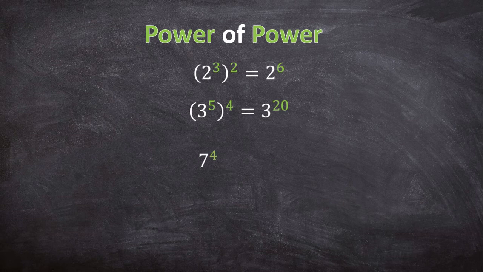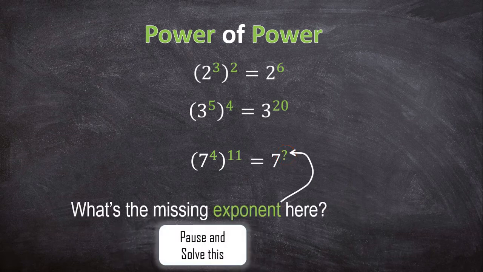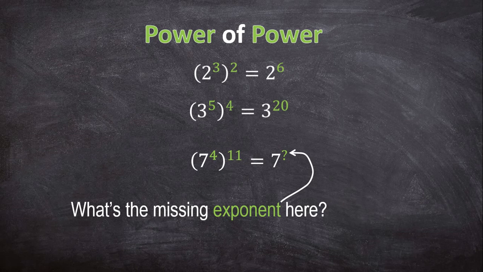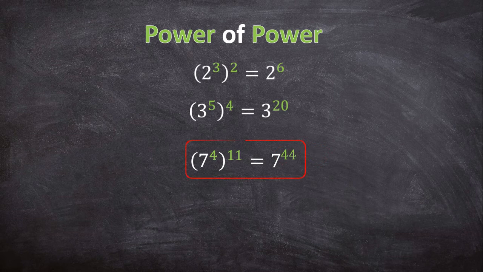7 to the 4th power then raised to the 11th power equals 7 raised to what power? The missing exponent here is 4 times 11 or 44. So 7 to the 4th then raised to the 11th equals 7 to the 44th power, meaning you are multiplying a total of 44 sevens together.